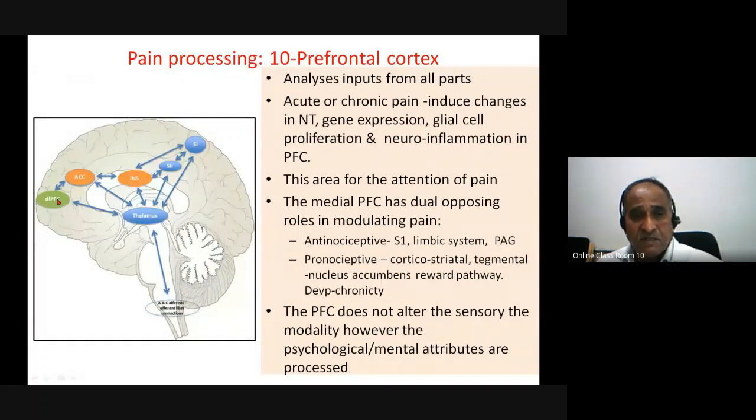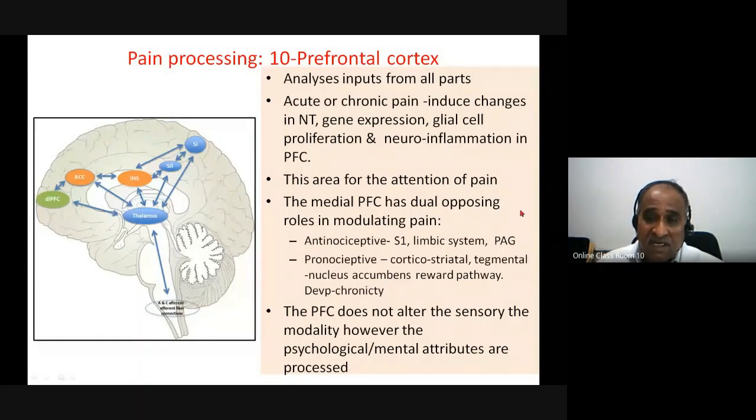How does it suppress the pain? It suppresses the S1 activity via the networks. And it suppresses the limbic activity, that is amygdalar and hippocampal activity. The amygdala in turn suppresses the periaqueductal activity, or it enhances the periaqueductal activity so that the pain is suppressed. That is antinociceptive.